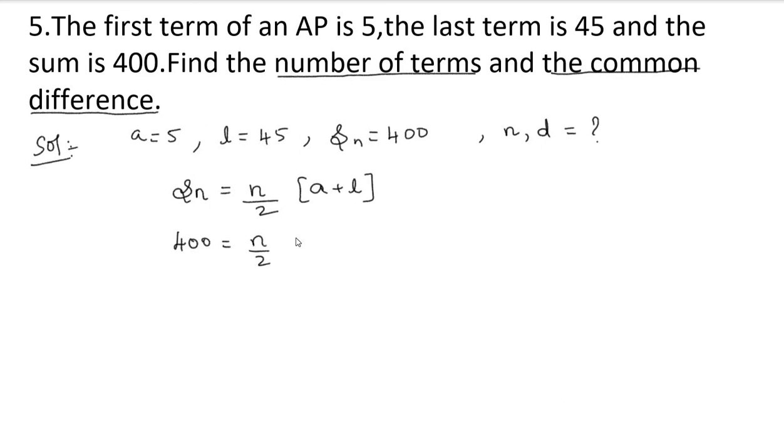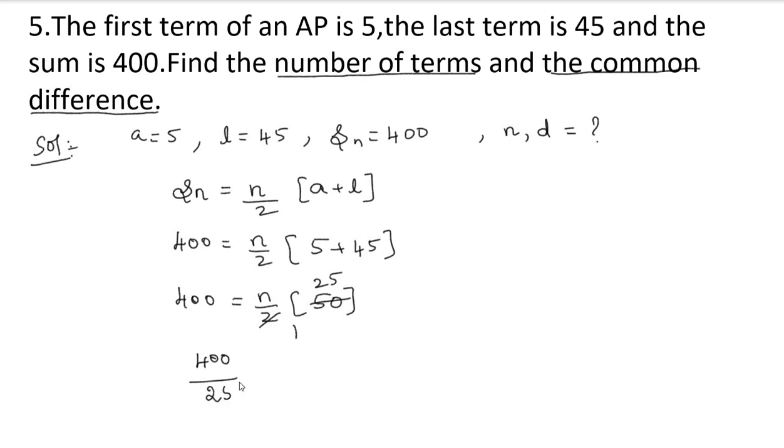n by 2 into what is A? 5. And what is L? 45. So 400 is equal to n by 2 into 45 plus 5, which is 50. And 2 ones are, 2 25s are, right? So 400 divided by 25 is equal to n. So what will you get?